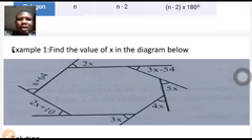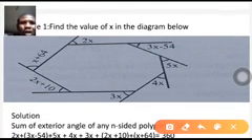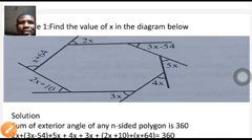Example 1 says find the value of x in the diagram below. If you look at the diagram very well, we have all the angles given here. We have angle 2x, angle 3x minus 54, angle 5x, angle 4x, angle 3x, angle 2x plus 10, and angle x plus 64. Now all the angles given here are outside the shape, therefore they are exterior angles. So you don't need to look at the number of sides.